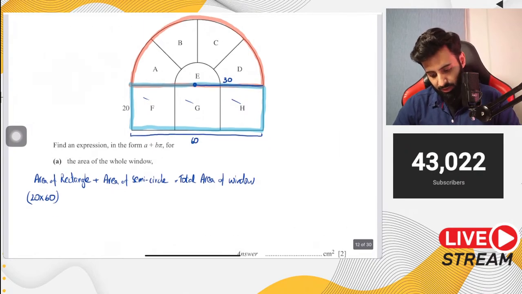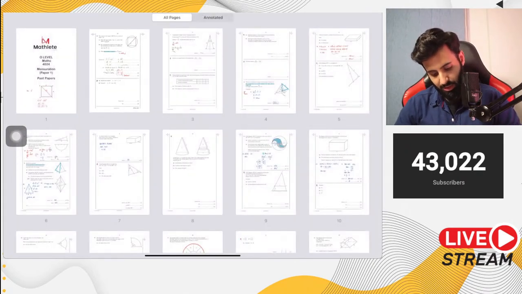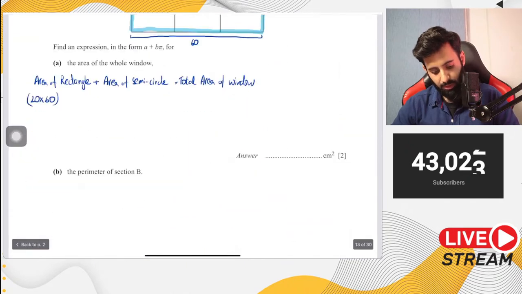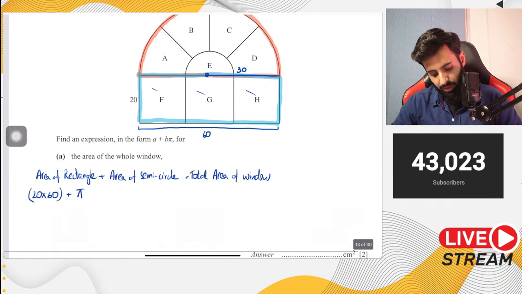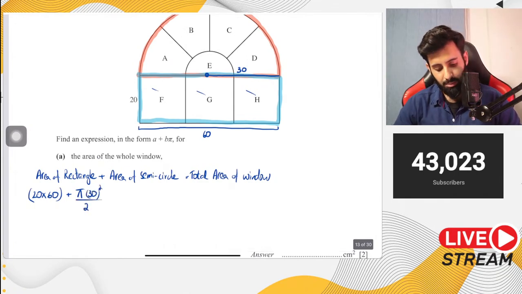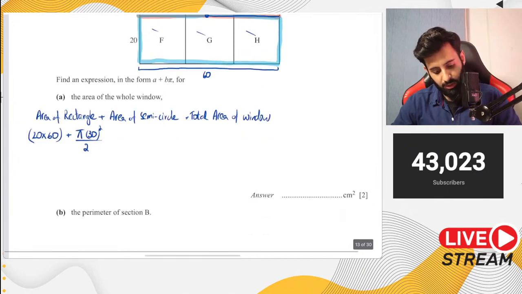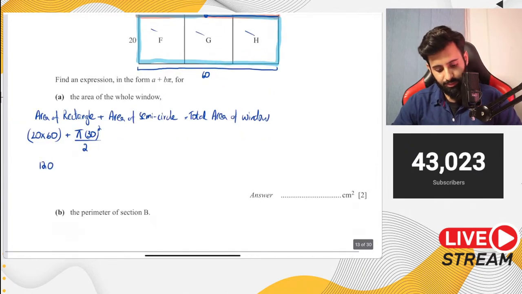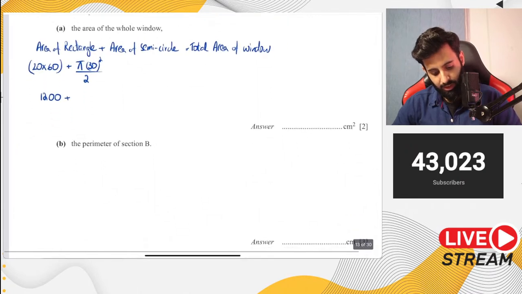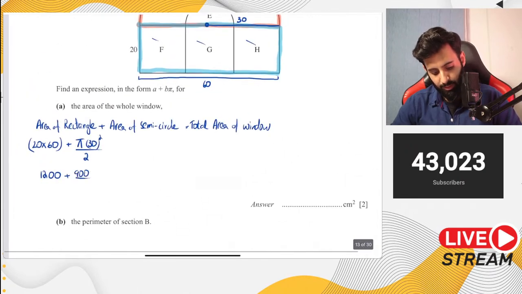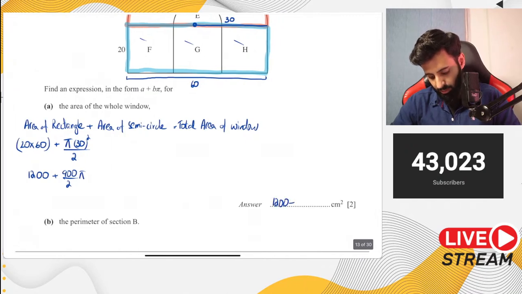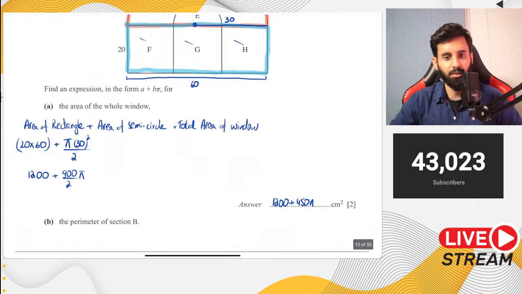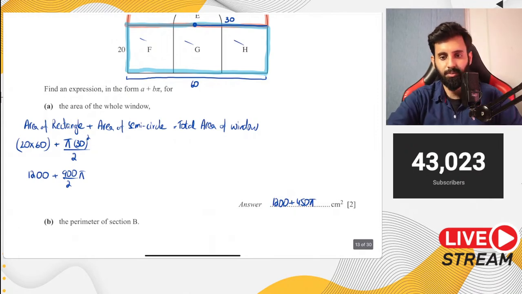And because it's a semicircle, don't forget to divide it by 2. So plus pi into 30 squared, and like I said, because it's a semicircle, divide it by 2. So 20 into 60 is 1200. 30 squared is 900, so 900 upon 2 pi, which you can simplify and write as 1200 plus 450 pi. And there you go, that's your answer.